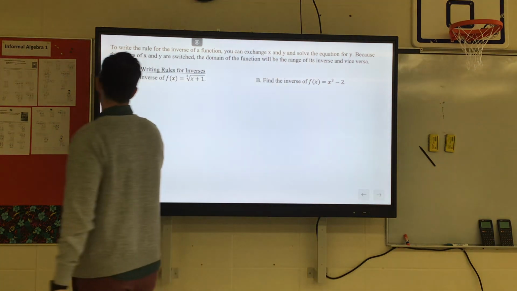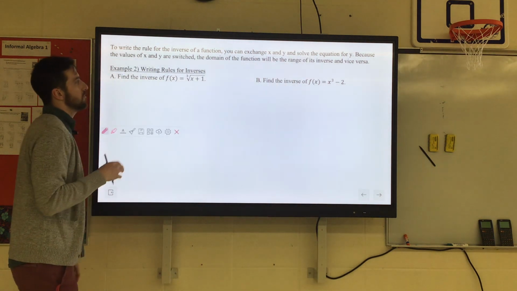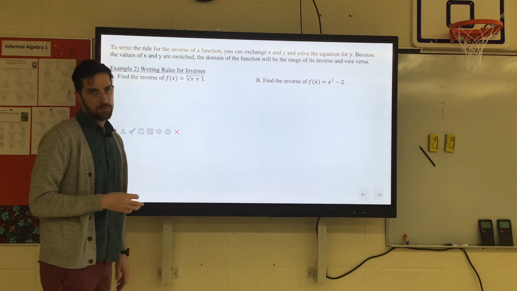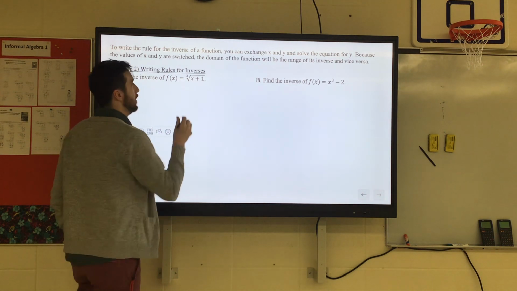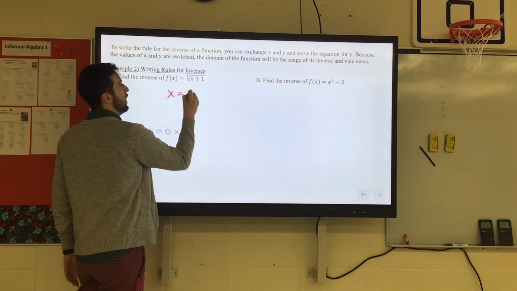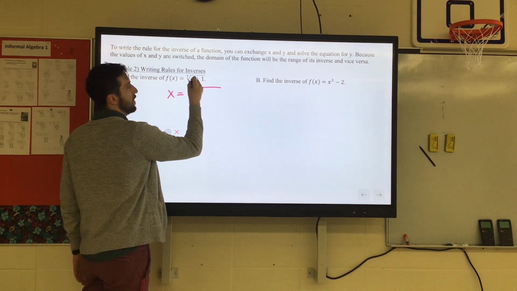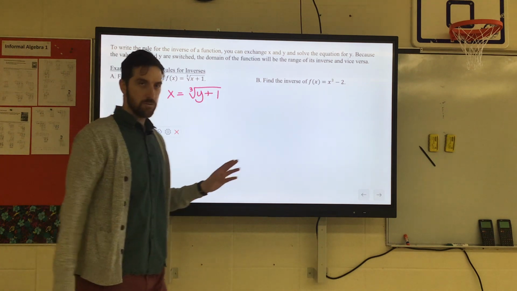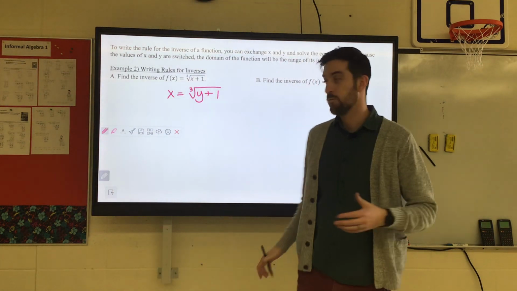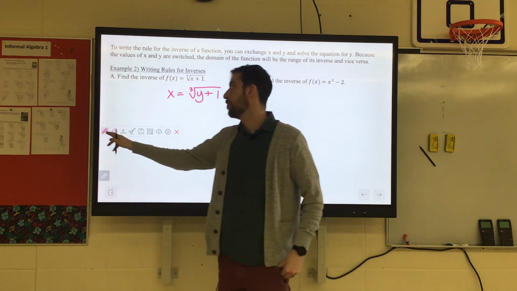So if we were to do that on this first one, the inverse of f of x equals the cube root of x plus 1. We flip x and y, so f of x, y, becomes x again. And then over here we're going to trade out the x for a y. So now we have x equals the cube root of y plus 1. And we resolve it to get y all by itself.